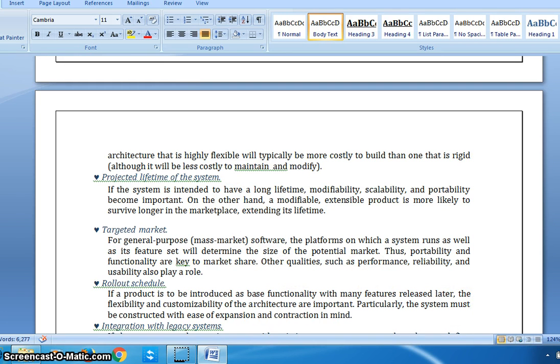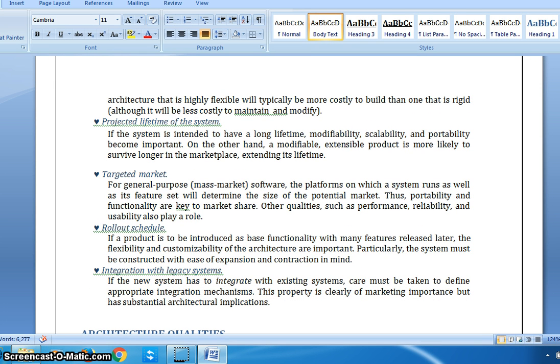And the next business quality attribute is rollout schedule. That is, if a product is to be introduced as a base functionality with many features released later, the flexibility and the customizability of the architecture are important. That is, flexibility: the product should be flexible in such a way that we can add more features, or if a situation arises we can reduce some already existing features in the product. And customizability means according to customer need, the product has to be usable. The application has to provide the functionality that is desired by the customers.